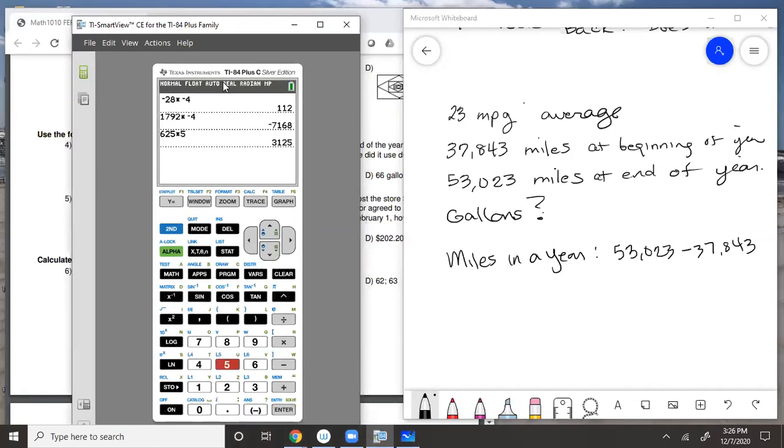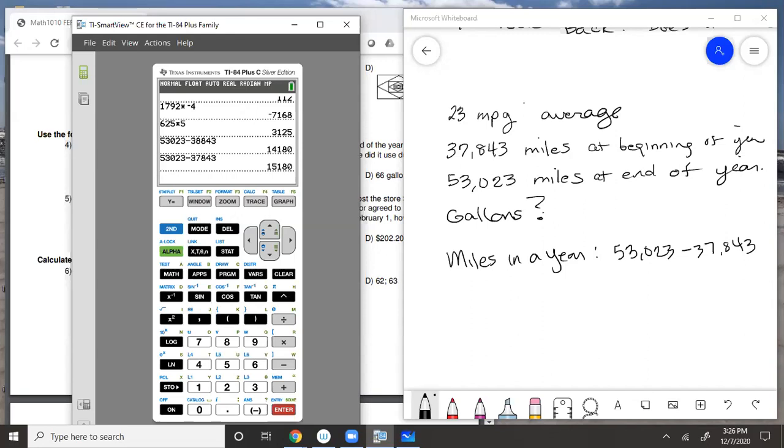Okay. 53,023 minus 37,843. So the total miles is, oh, I typed it wrong. Let me try it again. 53,023 minus 37,843. Okay, so the total miles is 15,180.